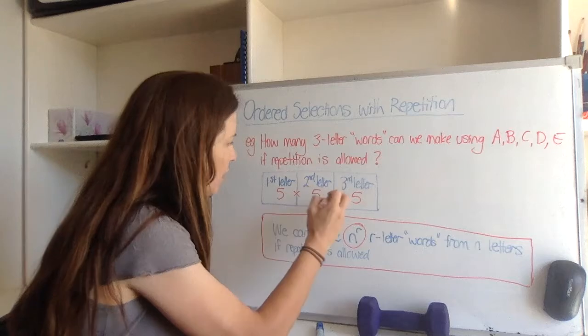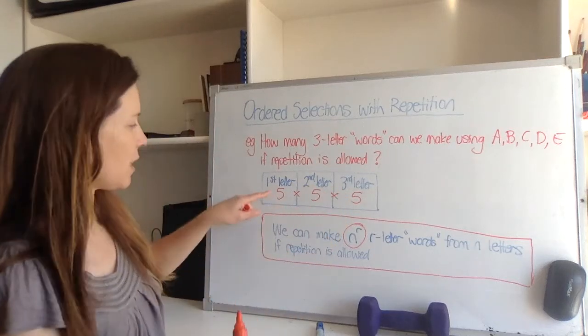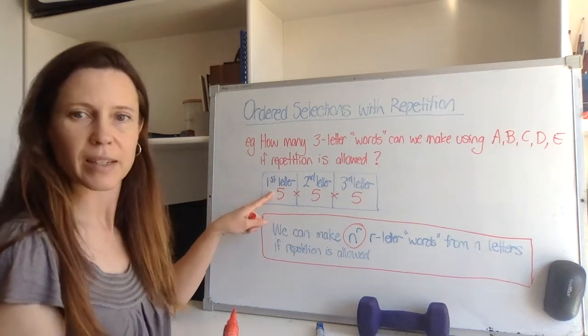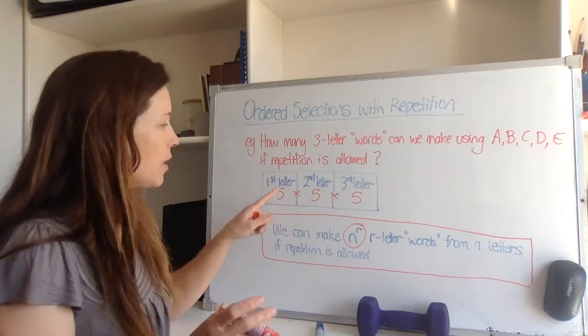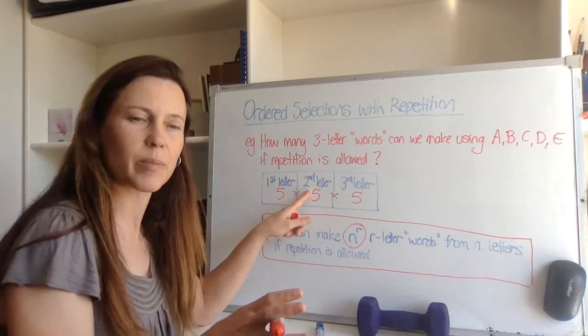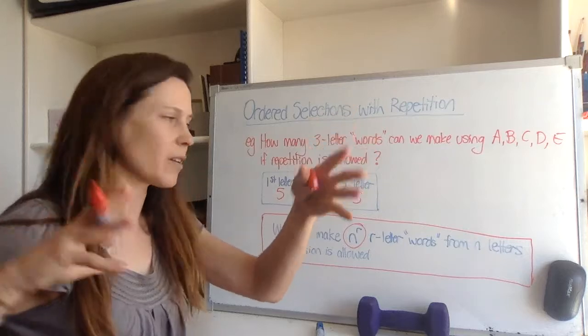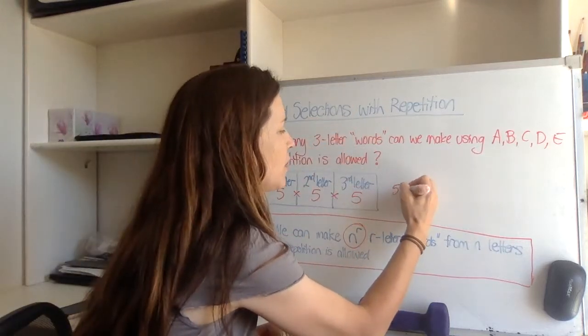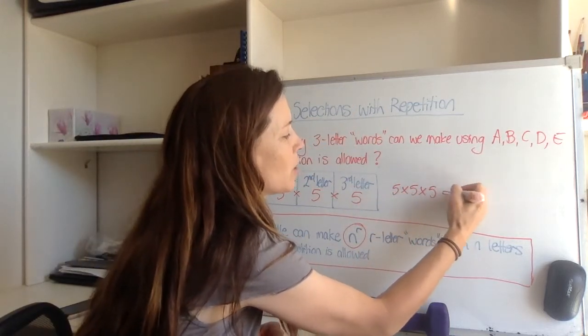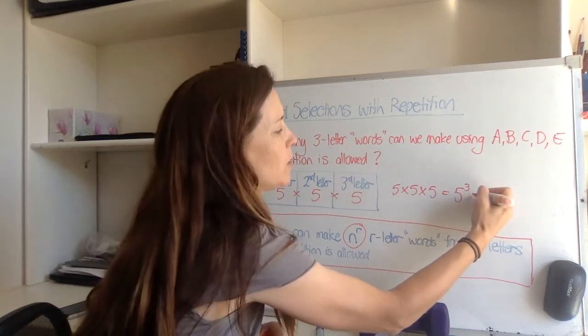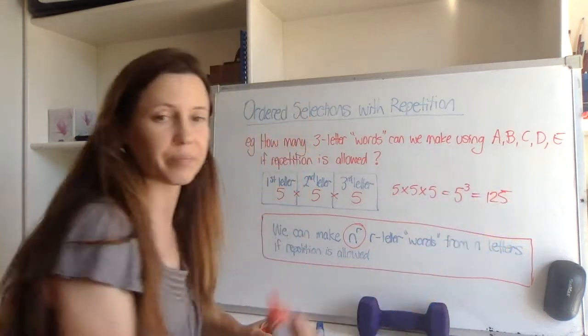And we need to multiply all of these together because for each of these options, A, B, C, D or E in that first position, there's 5 options for the second position. And so it's like a massive tree diagram that's going to have 5 times 5 times 5 branches. Or we can write that as 5 cubed, which is 125.